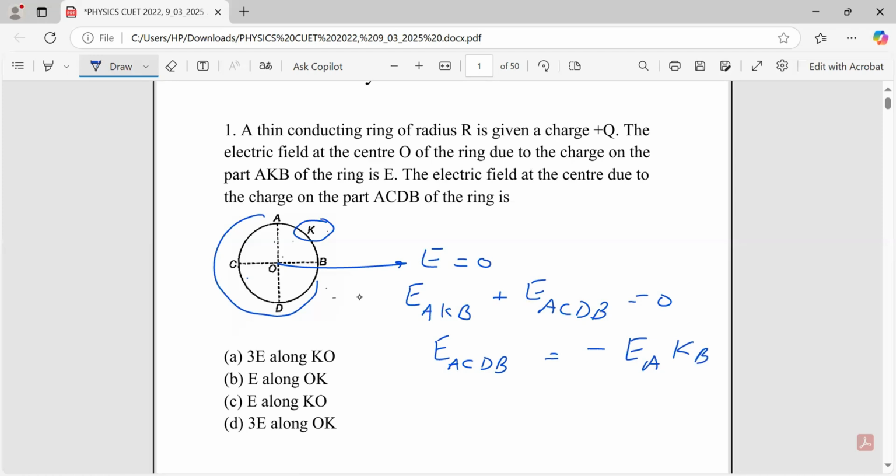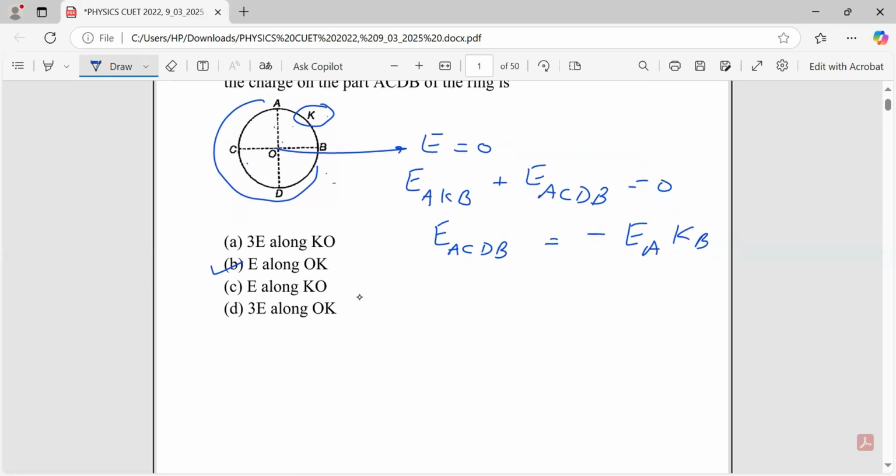right? So without unnecessary calculation, because it is minus of this sign and the charge given is plus Q, we find that electric field will be E, right? Because the total electric field due to AKB is E. So electric field will be E and this will be opposite to this. So therefore it will have the direction OK. So I hope this part is clear to everyone. So let us move to question number 2.